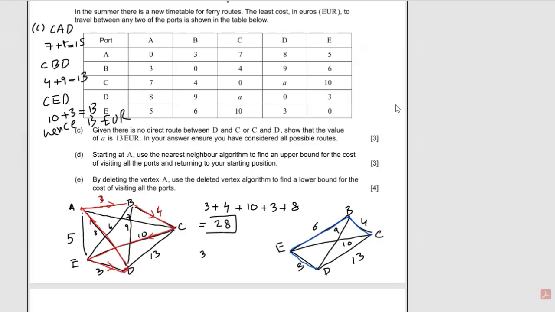So let's add 3 plus 6 plus 4. And now I need the smallest two branches, which were coming out of A. These were 3 and 5. So add them: 8, 4, 12. 12 and 6, 18. And finally, 18 and 3 is 21. So that's my lower bound.